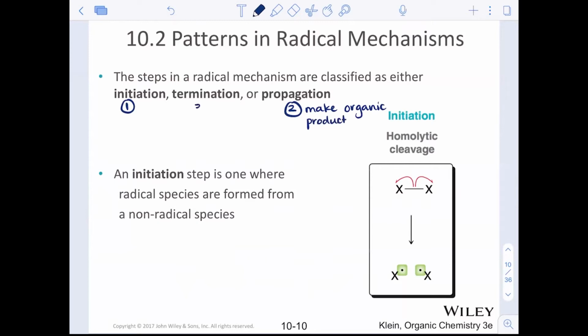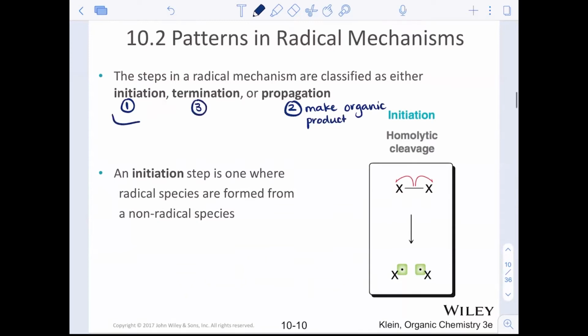And then there's also a termination step. These two involve making radicals, or what we'll call quenching radicals, using them up, right? Initiation will make them, termination will finish them. Propagation is where we actually do the organic reaction that we want to.